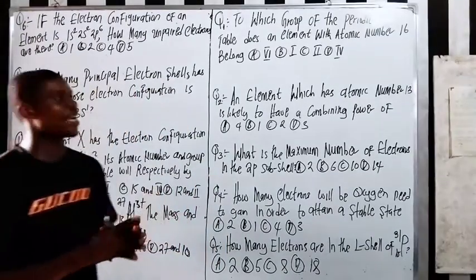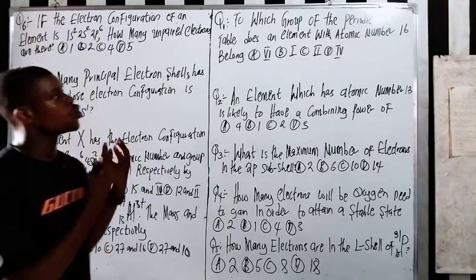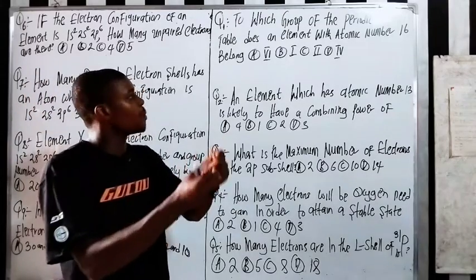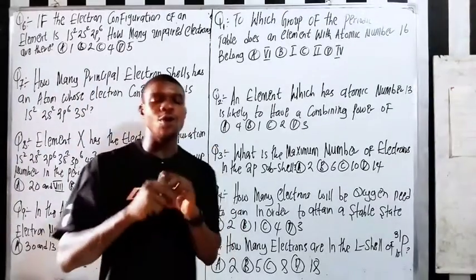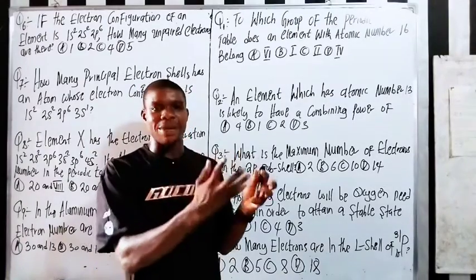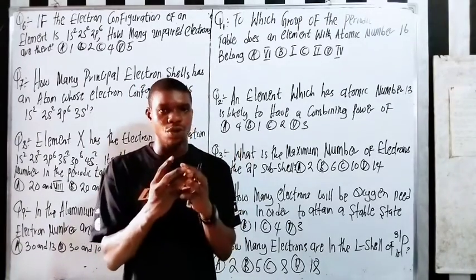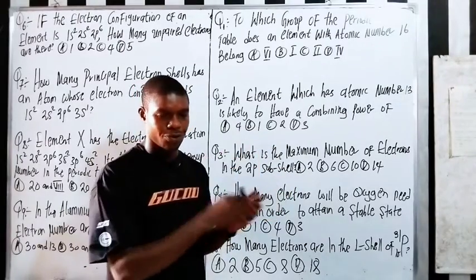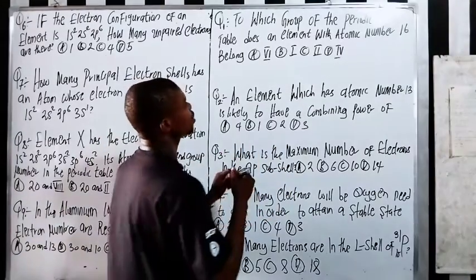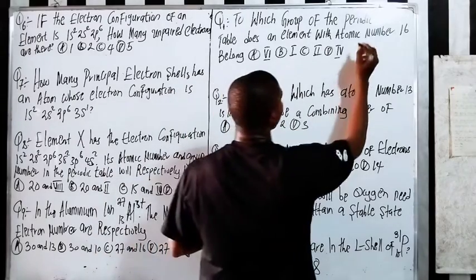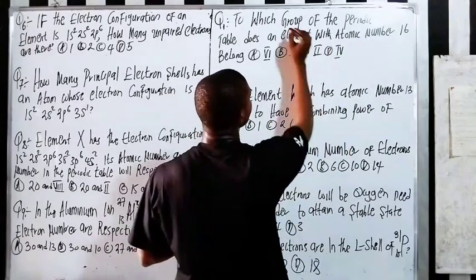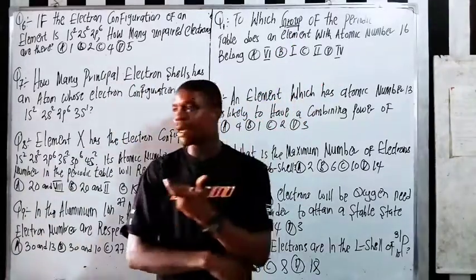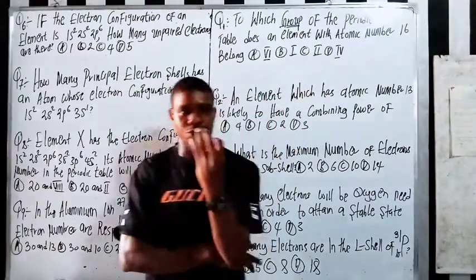Okay, now let's get started. So, which group of the periodic table does an element with atomic number 16 belong to? If you are ever given an element without the periodic table and they ask you what is the period, what is the group, and what is the block, they are talking about the group here. So which group does an element with atomic number 16 belong to?